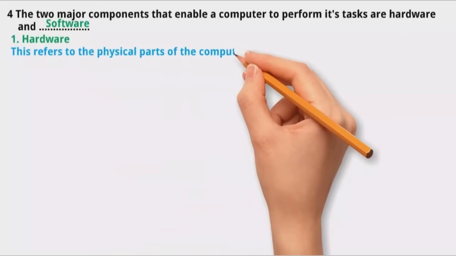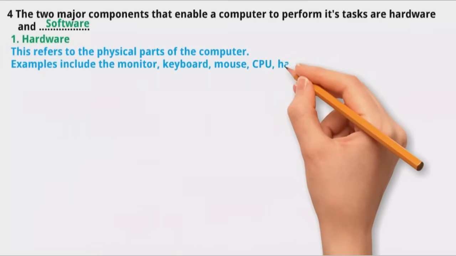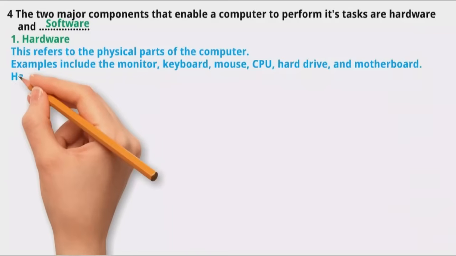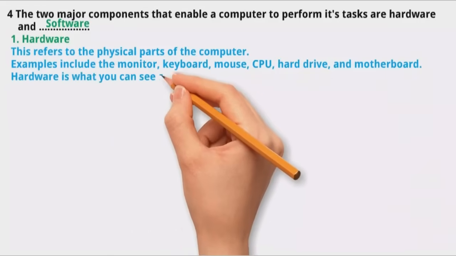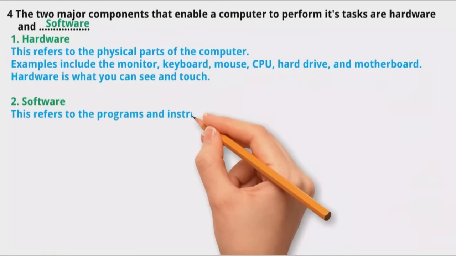1. Hardware. This refers to the physical parts of the computer. Examples include the monitor, keyboard, mouse, CPU, hard drive, and motherboard. Hardware is what you can see and touch.